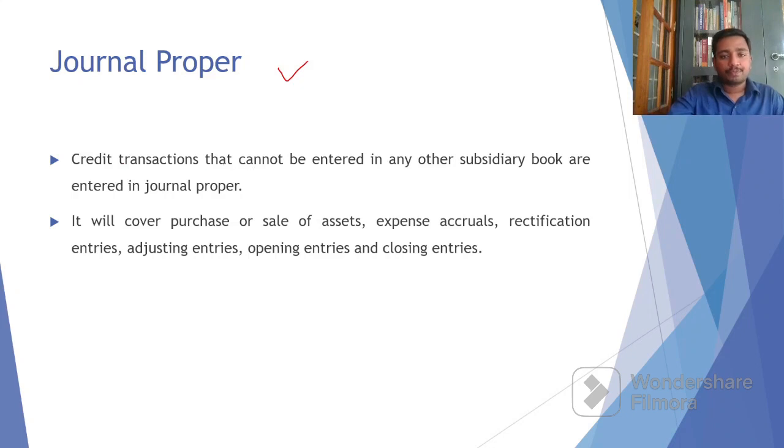Those transactions which do not find a place in the above subsidiary books are recorded in the journal proper. It covers different items like purchase and sale of assets, other expenses, accrual of expenses, and rectification entries. These cannot be recorded in the above subsidiary books, so those entries can be recorded in the journal proper. That is the relevance of our journal proper. So this is all about our subsidiary books. We have discussed different types of subsidiary books like cash book, purchases book, sales book, return inwards book, return outwards book, bills receivable book, bills payable book, and journal proper.